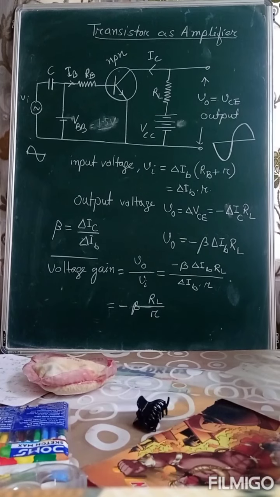Generally the value of RL is much larger than that of R, and beta always has a value nearly 100. Therefore, we get a large voltage gain. We know that beta has a value nearly 100. Output resistance RL is larger than the input resistance small r. Therefore, voltage gain has a value greater than 1. That means the output voltage is more than the input voltage. That means the amplitude of the signal increases, therefore it is an amplifier.